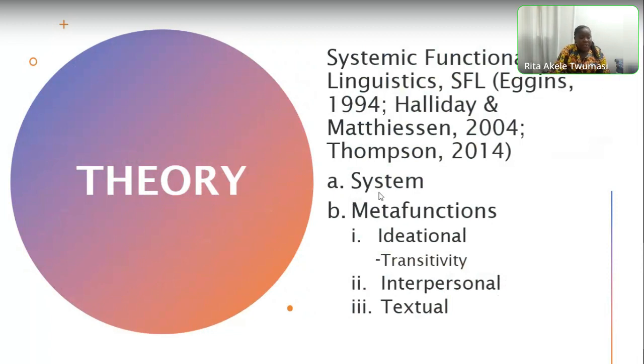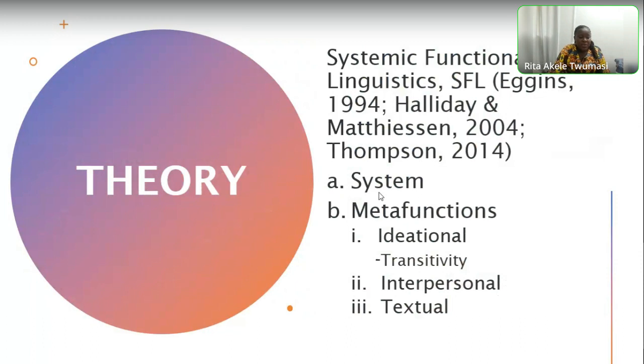The key theory that underpins the present study is systemic functional linguistics. SFL relates to language used in a social cultural setting by mapping out the relationship between language and the social context in which it is used. Two concepts in SFL are considered: language as a system network and metafunctions.